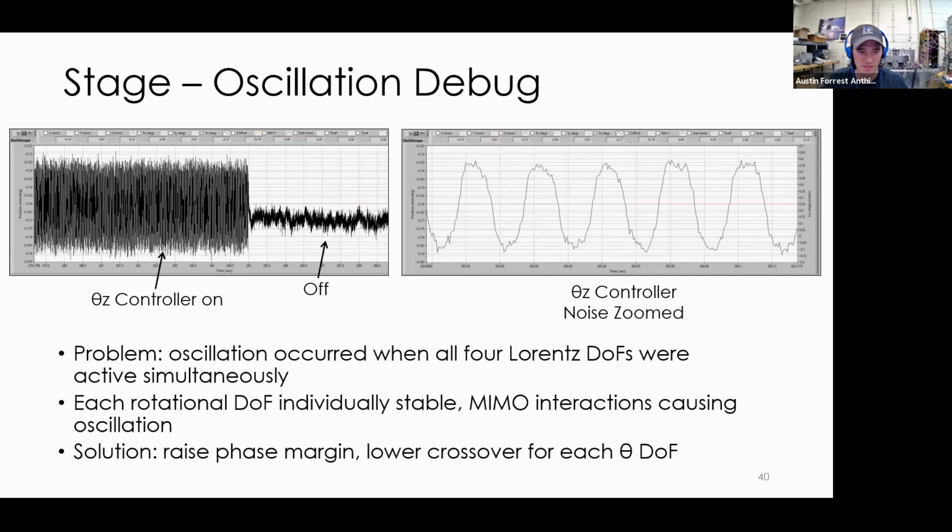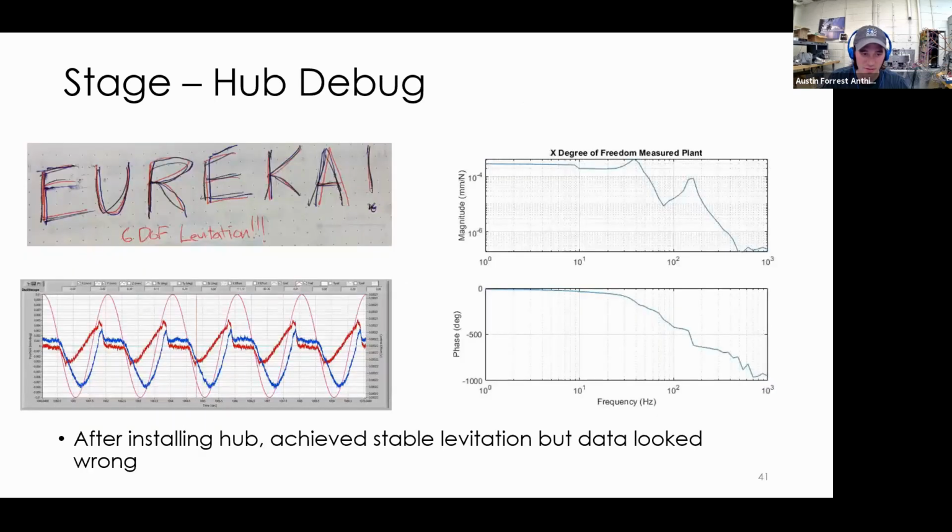So I'll move on now and talk about what it was like to put the hub actuator in. This is what I wrote in my notebook as soon as I thought I was levitating in 6 degrees of freedom. Very excited. And then I took a second longer and looked at the data, and it just looked terrible. I'm commanding an X sine wave, and I'm getting this really terrible Y response as well. The plant looks nothing like what I expected.